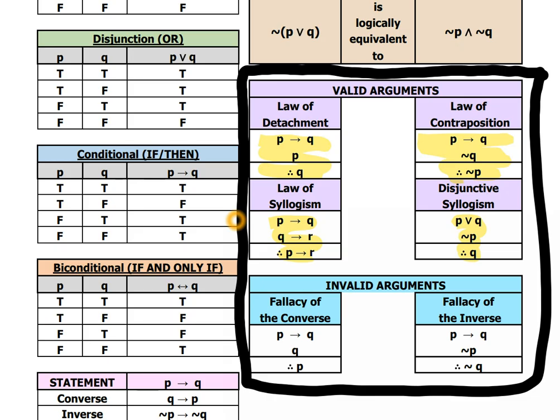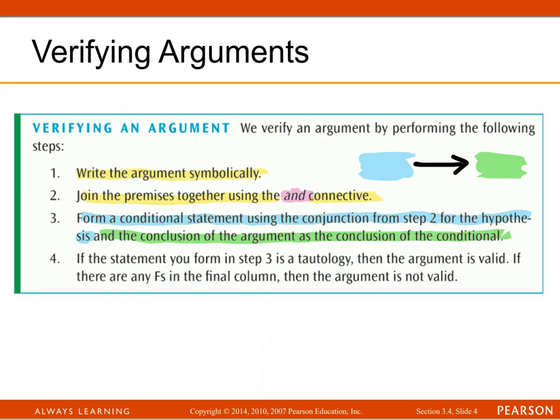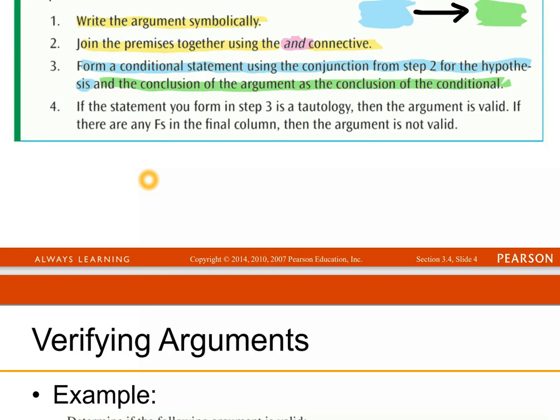But on the blue ones, if you were to do a truth table on these, you'll get at least 1 F in them. And this PowerPoint does, I think, 3 of them. Well, we've already done the first one, which was the law of detachment. So let's go to the next one.